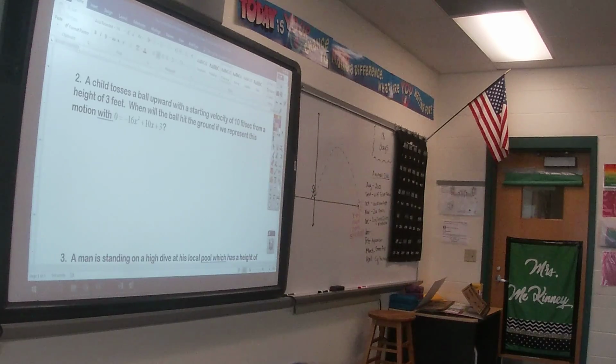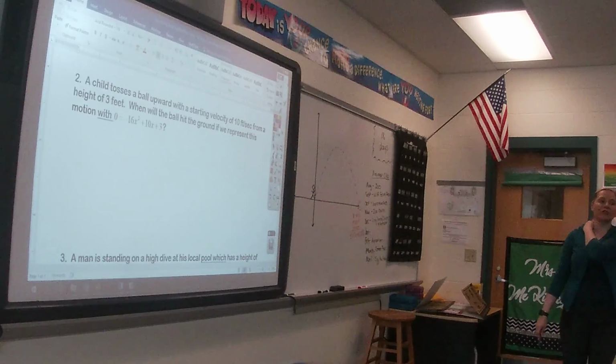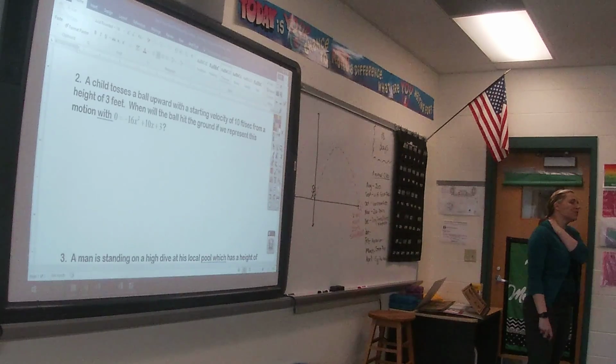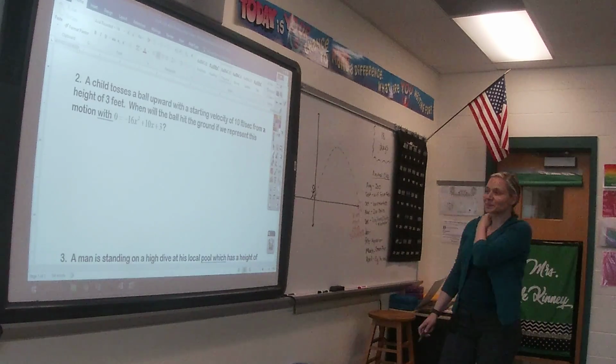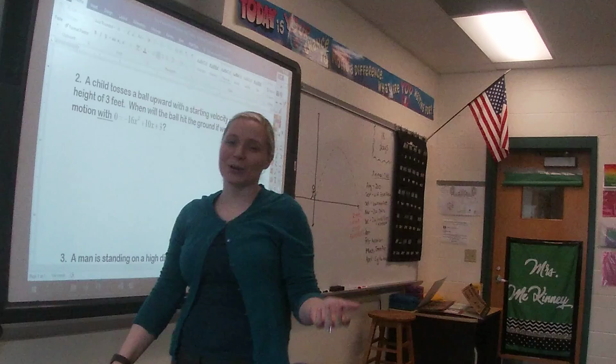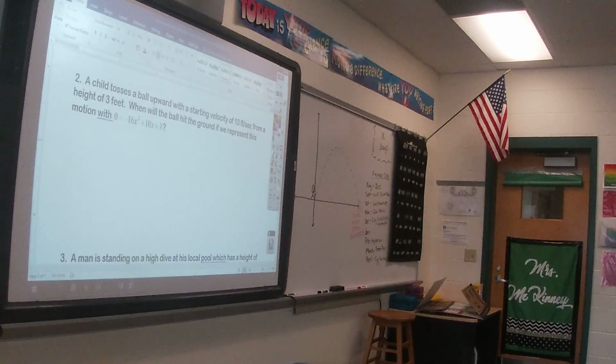Okay, so a child tosses a ball upward with a starting velocity of 10 feet per second. The last one was 47 feet per second. This one's 10. What do we think this ball is going to do? Go faster? It's a child. It's a bowling ball, okay? It's kind of what it looks like. They're throwing something that's super heavy, from a height of 3 feet.